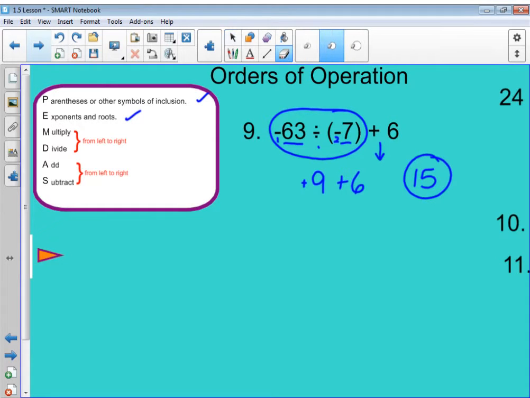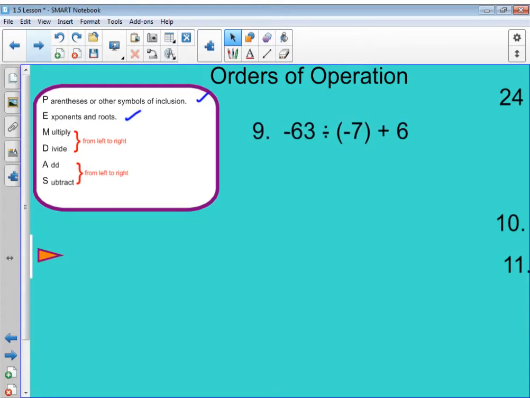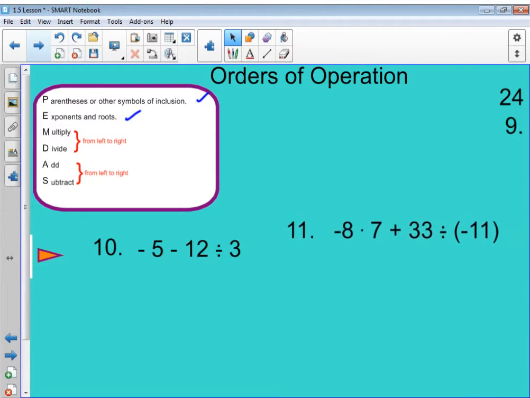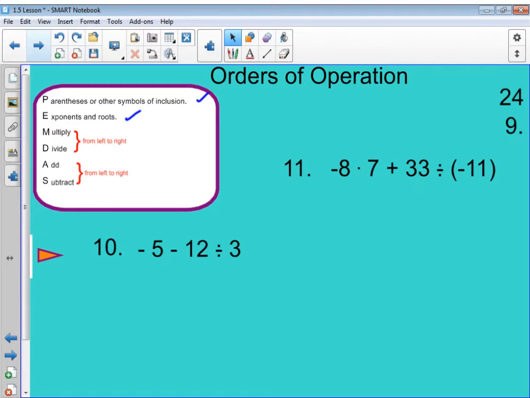So we got 15 for that one. Okay, so I'm going to pull these other 2 out. And you're going to want to pause your video. And once again, these are out of your journal book. So number 10 was -5 minus 12 divided by 3. And then number 11 is -8 times 7 plus 33 divided by -11. So go ahead, pause your video, work your way through those. And then when you start your video back up, you can check your answers.